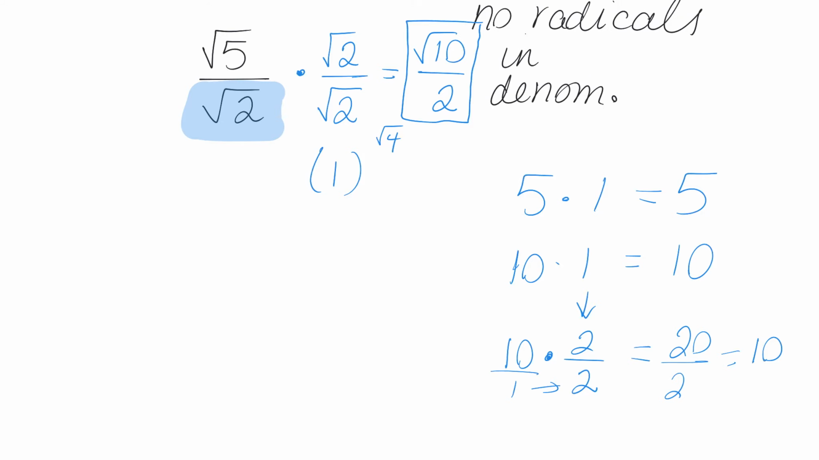Let's try another one. What if we have 4 over the square root of 3? Now this time I only have a radical on the bottom, which is totally fine, but it's poor form in math to have a radical on the bottom. It's not wrong, there's just a much better way of doing it. So if I'm going to rationalize this, I'm going to look immediately at my denominator and find the radical. I'm going to use that radical to create a fraction that is equivalent to 1. So itself over itself, root 3 over root 3.